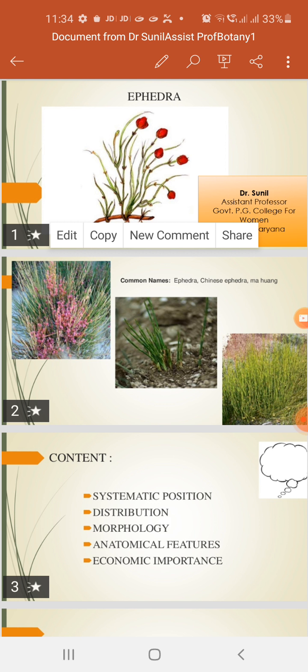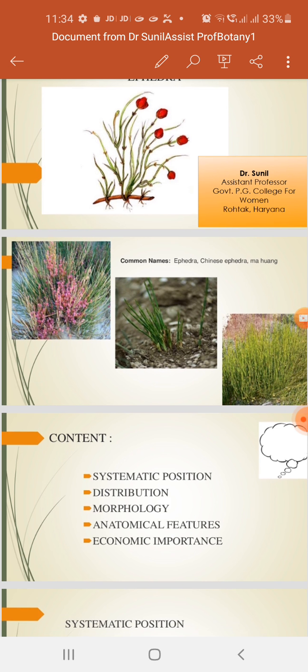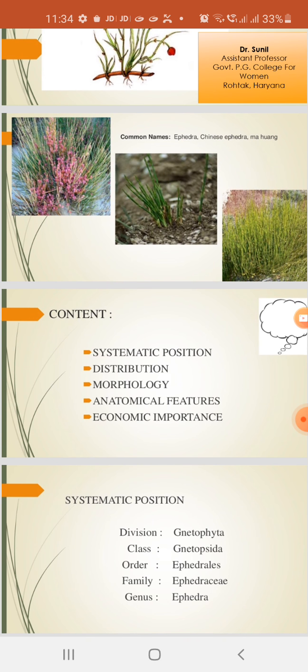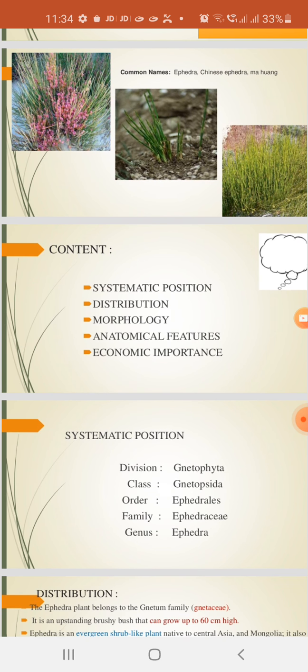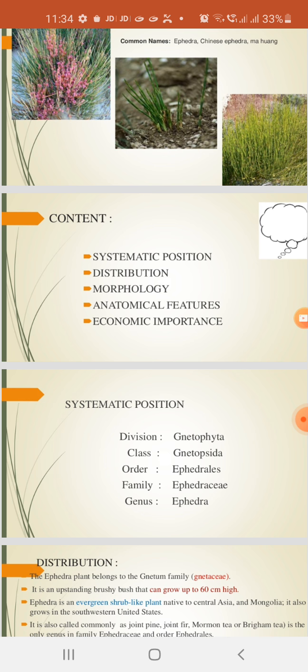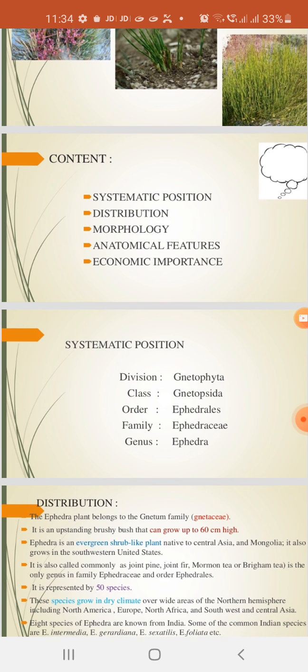Ephedra, as we all know, is a gymnosperm, and it has the common name Chinese ephedra or mahuang. Its systematic position is: division Gnetophyta, class Gnetopsida, order Ephedrales, family Ephedraceae, and the genus is Ephedra.